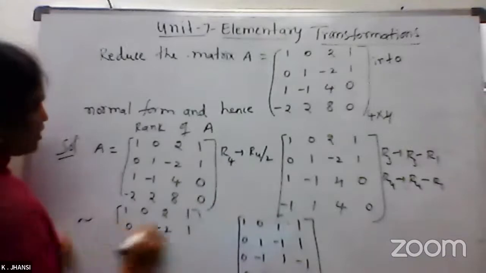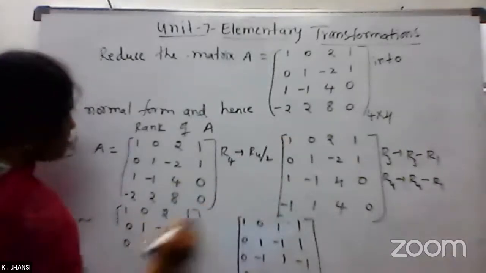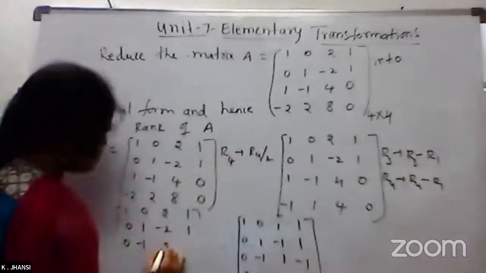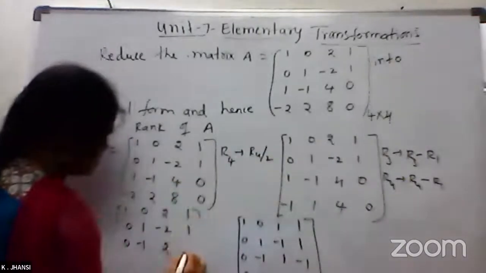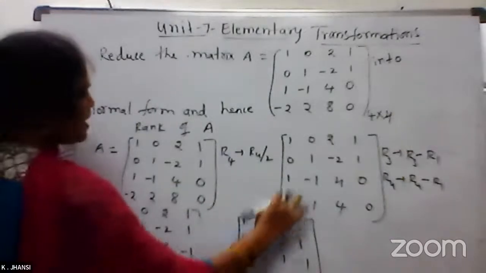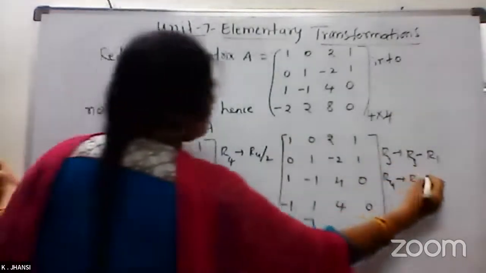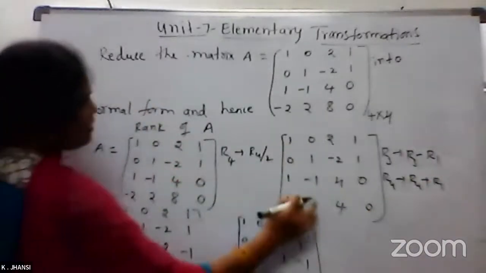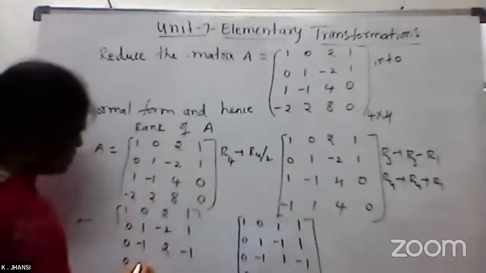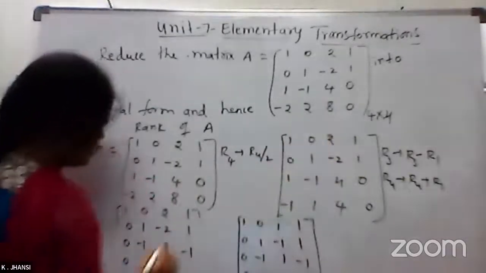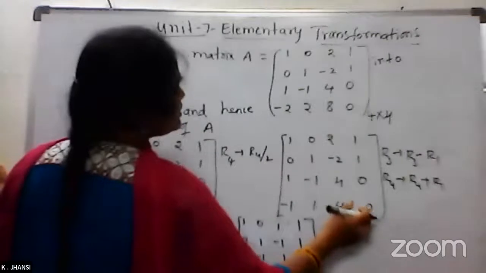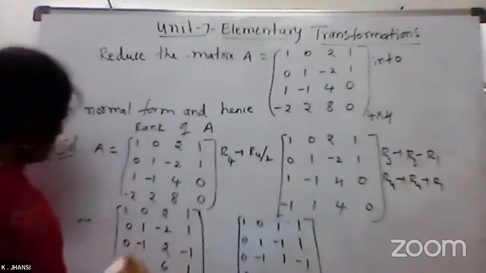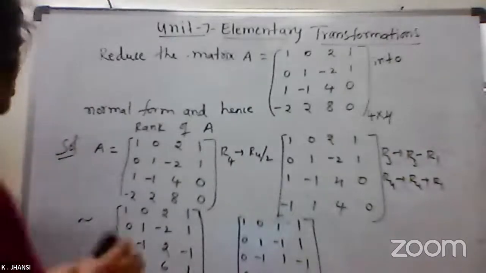Next R3, what we got? 1 minus 1 is 0. Minus 1, 0 is minus 1. 4 minus 2 is 2. 0 minus 1 is minus 1. Here minus 1, you can add, no, then. So R4 plus R1. So it is 0. 1 plus 0 is 0. 4 plus 2 is 6. Next 0 plus 1 is 1. Okay.